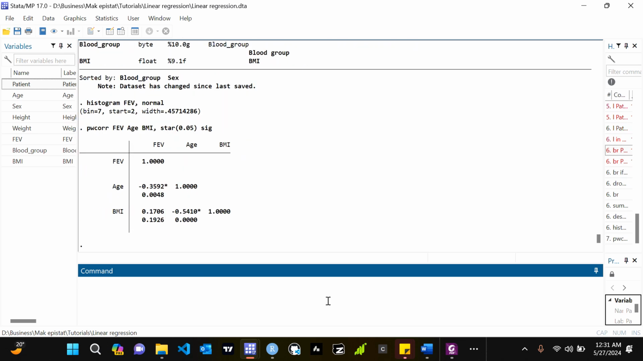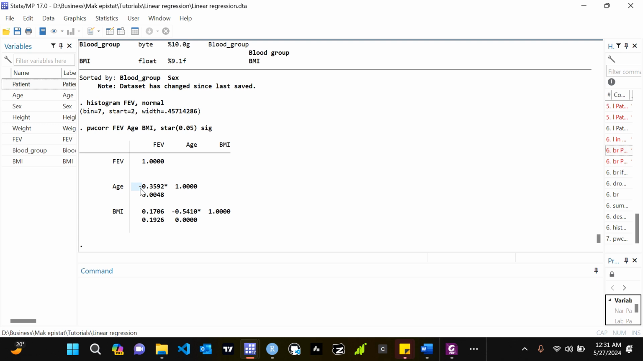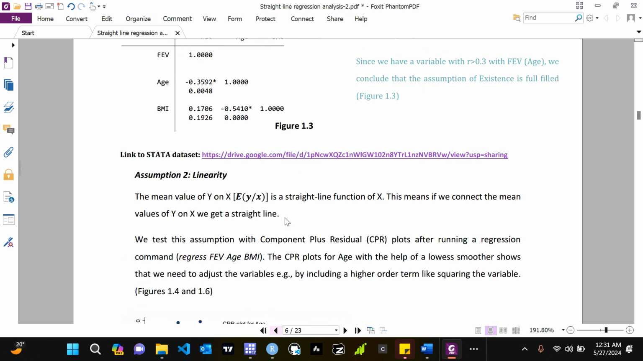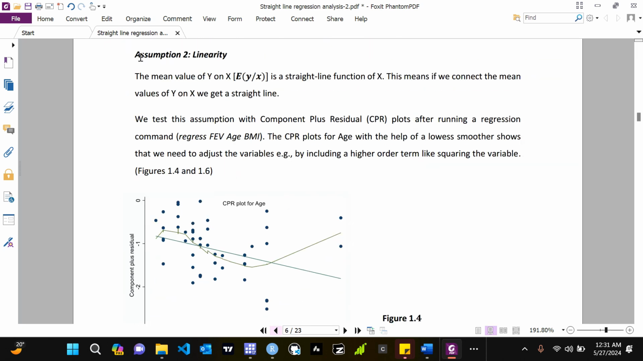So if we determine the pairwise connection, we can see that age is negatively correlated to FEV, BMI is only 17% correlated, and BMI and age are correlated negatively, 0.154. So at least the existence is fulfilled. There is some correlation there, some connection between the variables y and x. So let's go ahead and test the assumption of linearity.